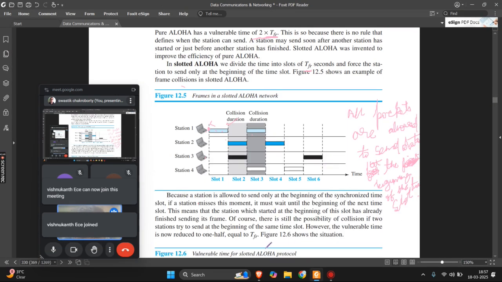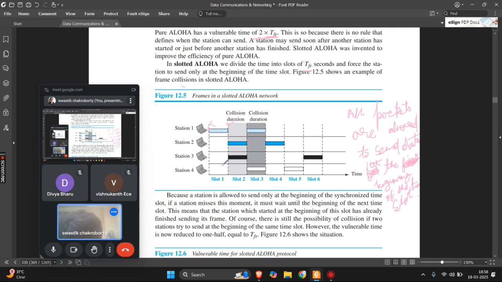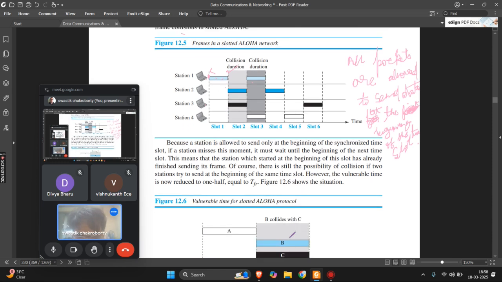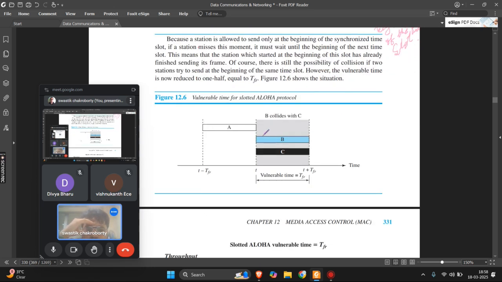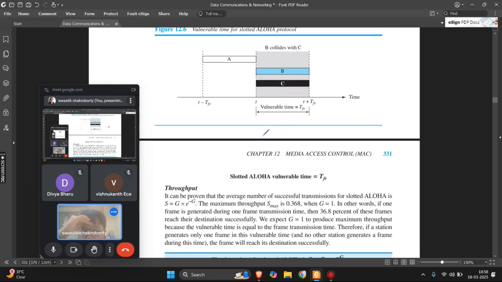This means the station which started at the beginning has already finished sending the frame. So if you are at the beginning, and your message is not colliding with another packet, then your message is guaranteed to go through. So your vulnerable time is now just TFR instead of 2 TFR. Your vulnerable time is now reduced to TFR.